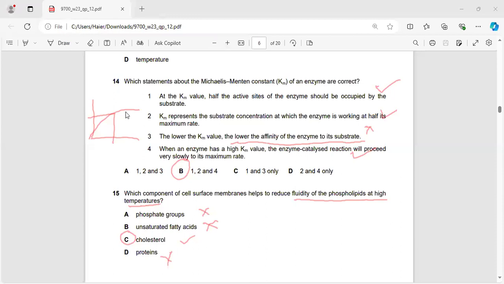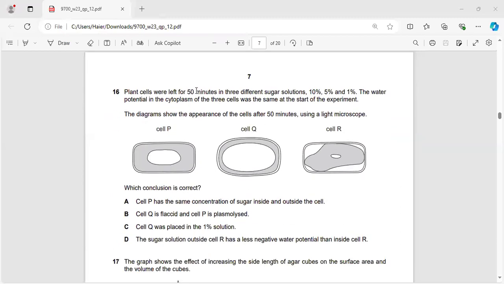I would like to move towards the next question, number 16. So question number 16 is here, you can see over here. Plant cells were left for 50 minutes in different sugar solutions: 10%, 5%, and 1%. The water potential in the cytoplasm of the three cells was the same at the start of the experiment. The diagrams show the appearance of the cells after 50 minutes using a light microscope.